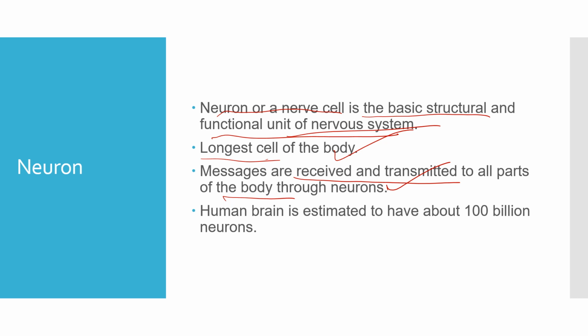Now the human brain is estimated to have 100 billion neurons, so it is quite a huge number. These neurons are there at the time of birth and continue throughout life, but at a certain stage of life they start degenerating, and no new neurons or nerve cells grow. So it is a cell which doesn't divide at all.